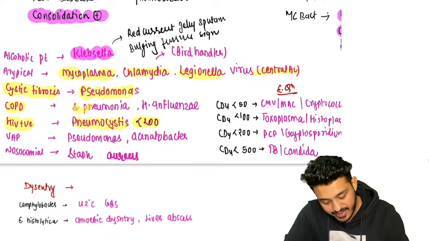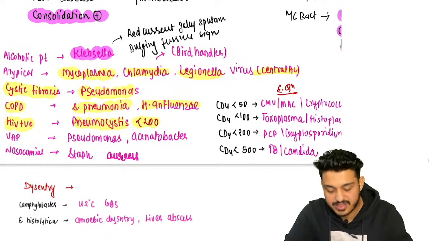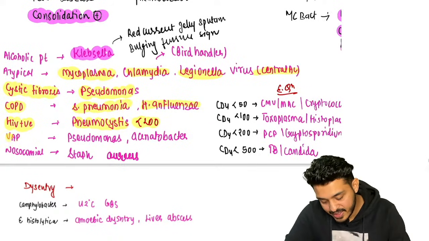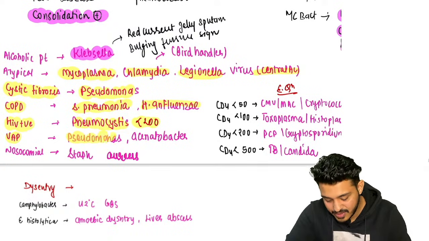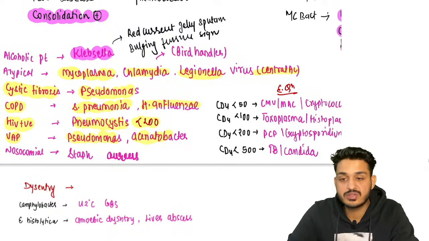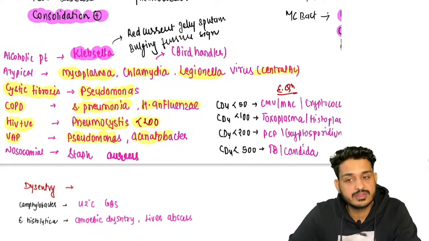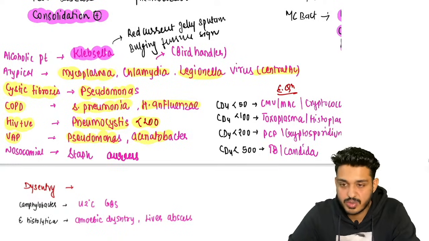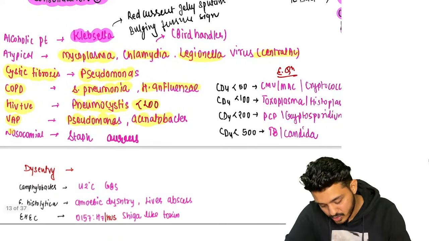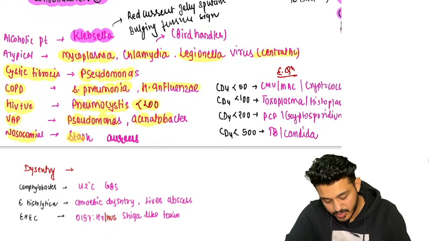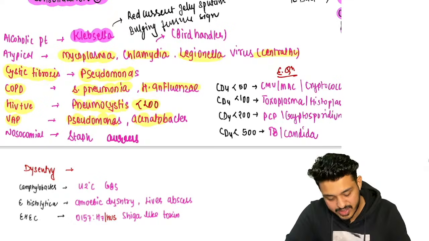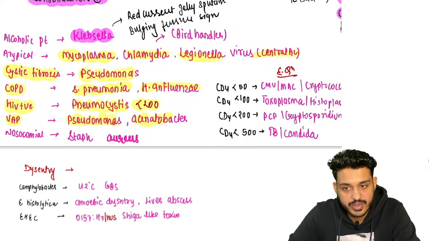COPD patient will be having Streptococcus pneumoniae or Haemophilus influenzae as the cause. Ventilator associated pneumonia, if they ask you, answer will be Pseudomonas. They can also ask from the pediatric or ward point of view, you can also answer Acinetobacter. These are the two options you have to remember. Nosocomial pneumonia, this is going to be what? Hospital acquired. Staph aureus is going to be your answer, right?